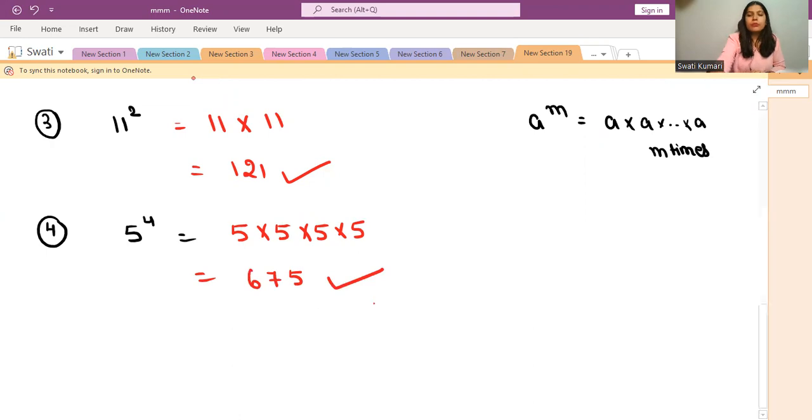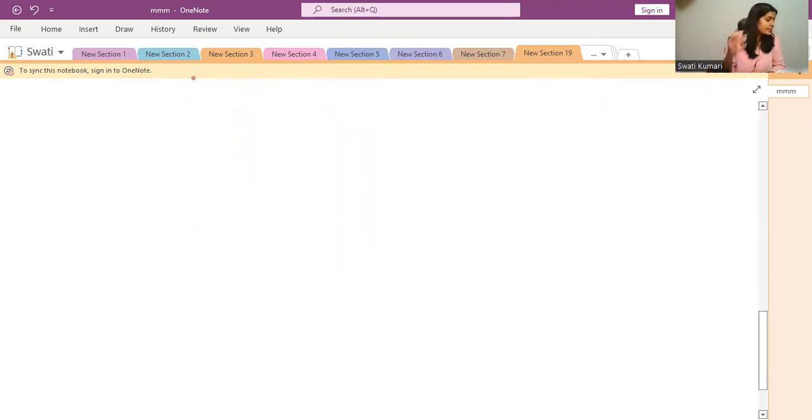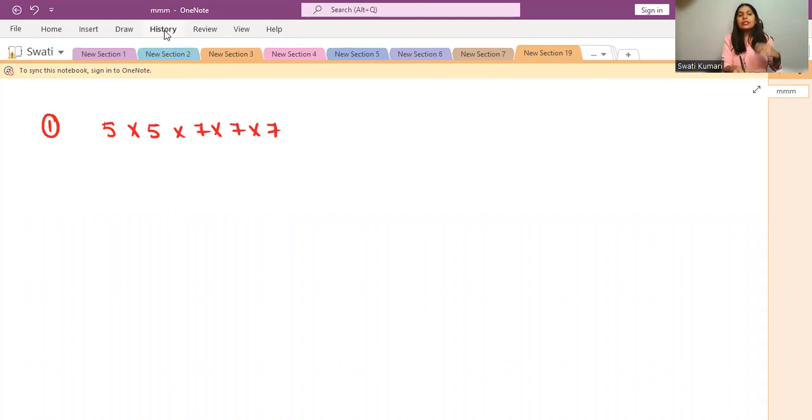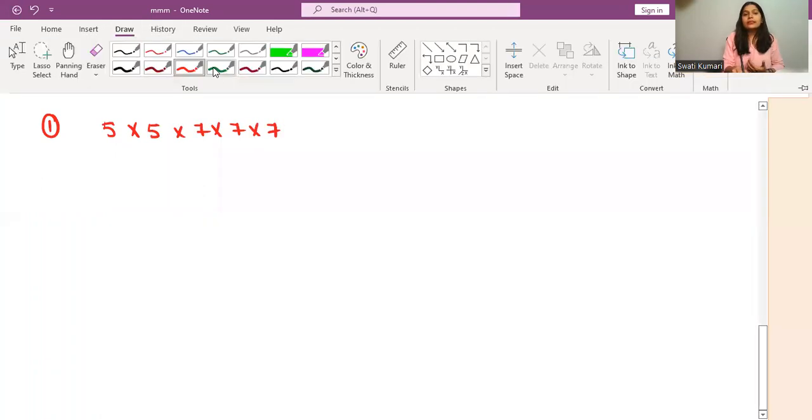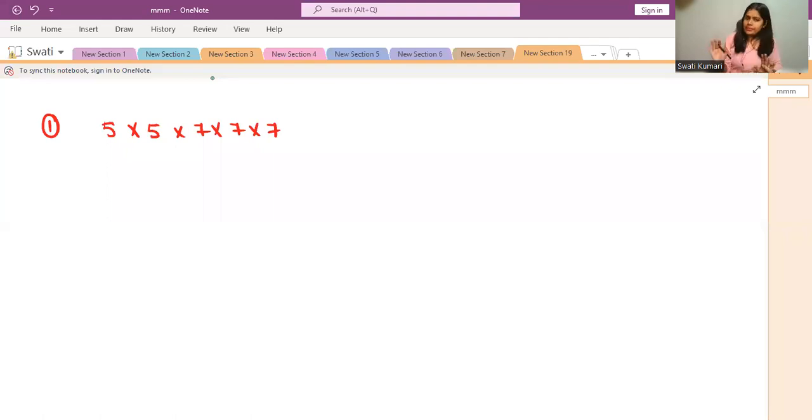Now let us do some more questions where we have to express some questions in the exponential form. Okay, so the first question is we have to express 5 into 5 into 7 into 7 into 7. This is our question. We have to express this in the exponential form. Very simple, very straightforward. What you have to do is you have to just see that 5 has come how many times? 5 has come 2 times.